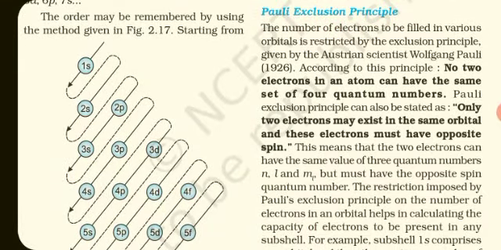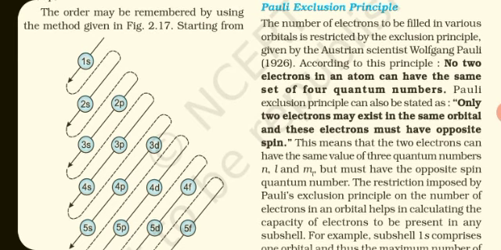Then we will see Pauli's exclusion principle. The number of electrons to be filled in various orbitals is restricted by Pauli's exclusion principle, given by the Austrian scientist Wolfgang Pauli in 1926. According to this principle, no two electrons in an atom can have the same set of 4 quantum numbers. It can be stated in other words also: only 2 electrons may exist in the same orbital, and these electrons must have opposite spin.